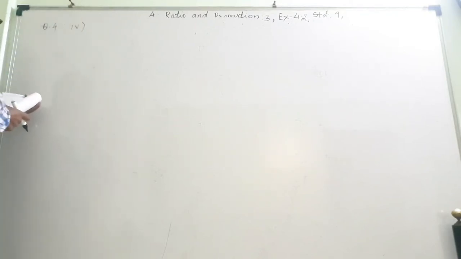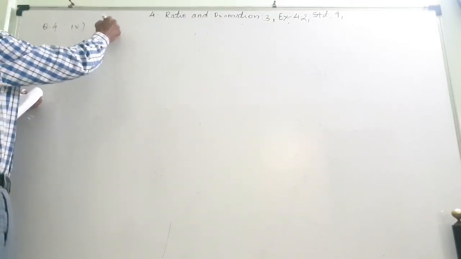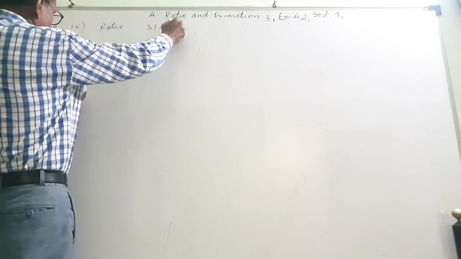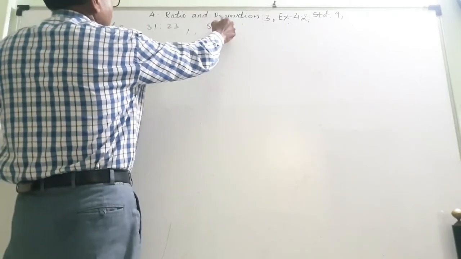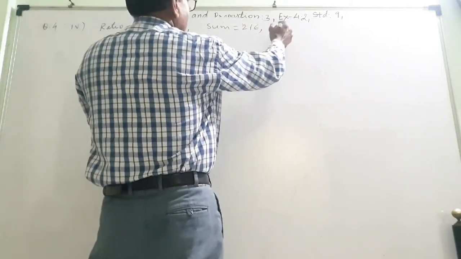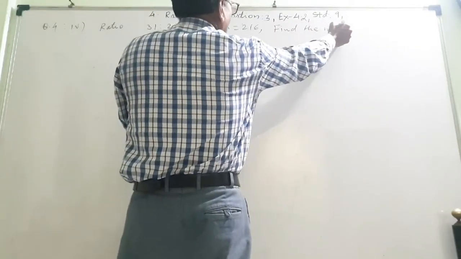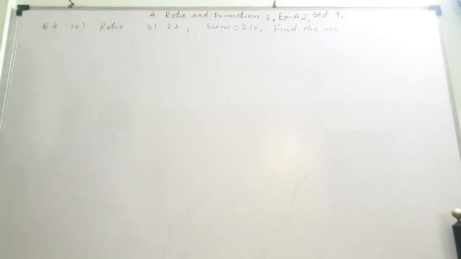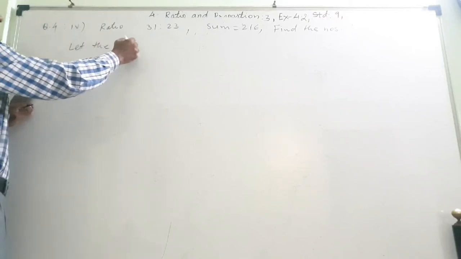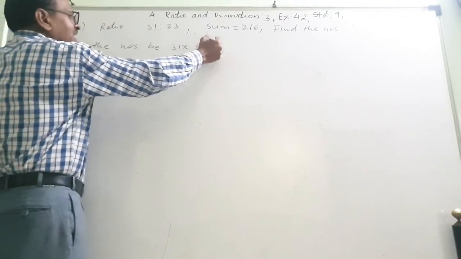Fourth one. Ratio of two numbers is 31:23. Sum equal to 216. Find the numbers. This is the question, a very simple question. This is the solution. Let the numbers be 31x and 23x.